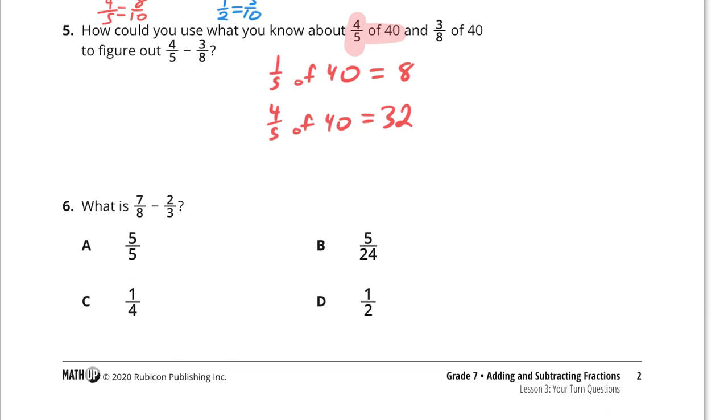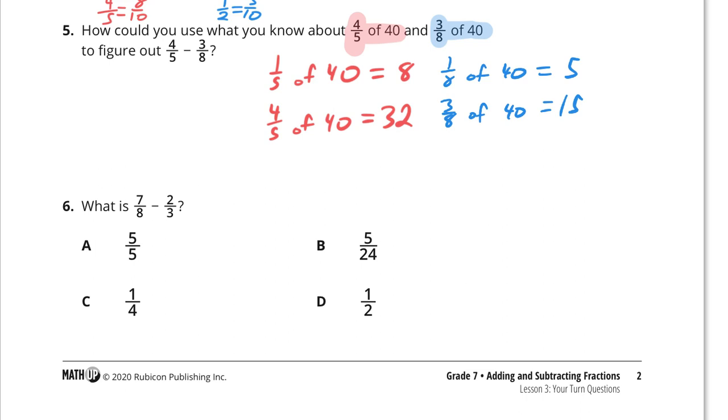Next, let's move on to 3/8 of 40. Okay, if we have 1/8 of 40, that's going to be 40 divided into 8 equal pieces. 40 divided by 8 is going to be 5. Okay, so if you had 2/8 of 40, that would be twice as much. That would be 10. And 3/8 of 40 would be 15.